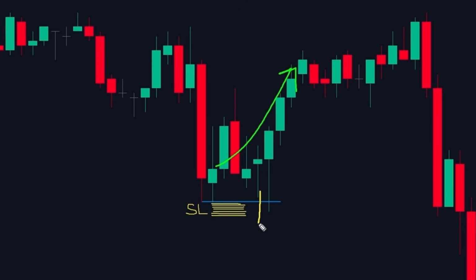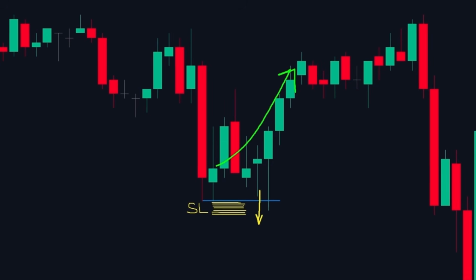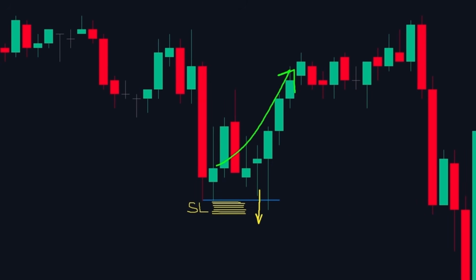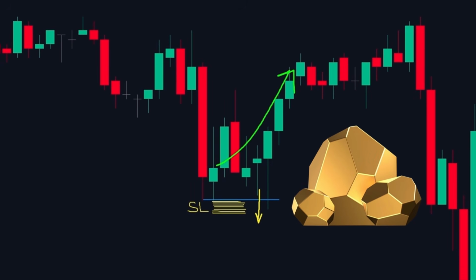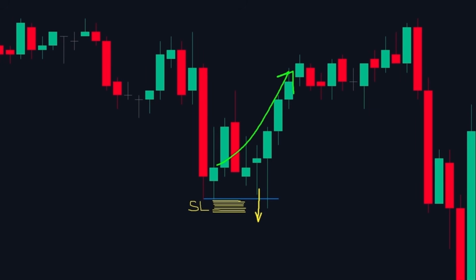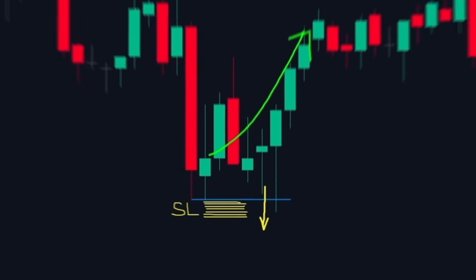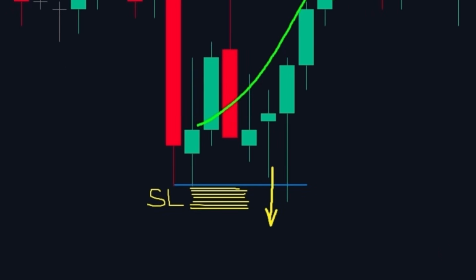Right where retail traders have their stop losses or are entering shorts. Below this double bottom lies a gold mine of liquidity. These patterns repeat everywhere: double tops, triple bottoms, daily and weekly highs, extremes of European or Asian sessions. These are common and obvious patterns where liquidity is most predictable.